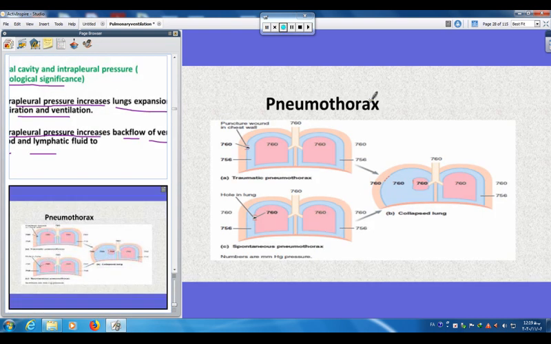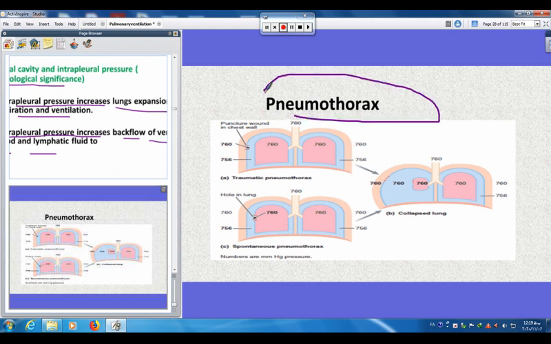In this figure, you can see pneumothorax. What is pneumothorax?